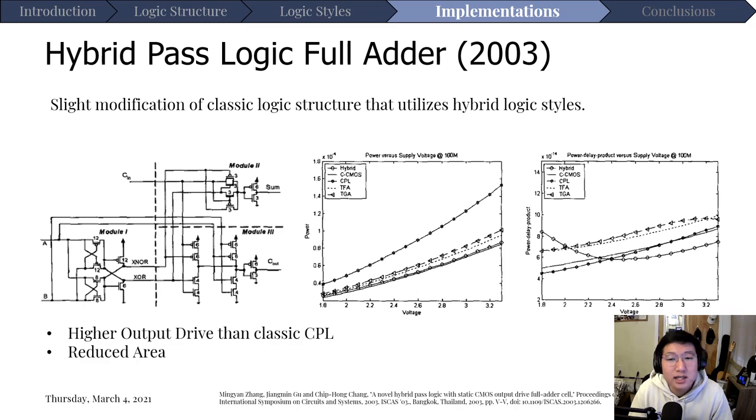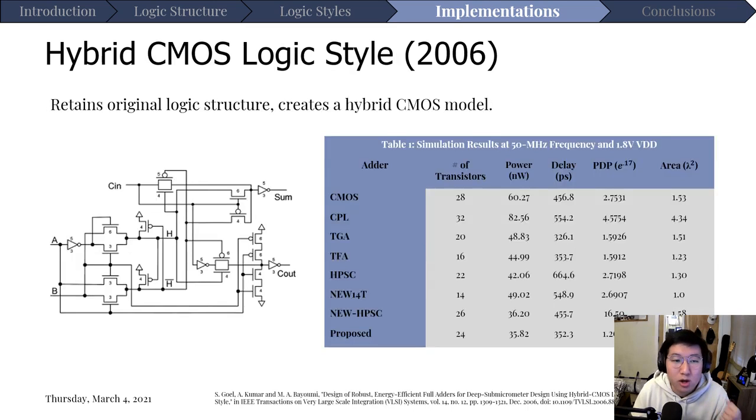So it starts to get the best of both worlds, and really this starts the ball rolling in terms of hybrid styles, right? So now this hybrid CMOS logic style is a modification of that paper. If you look at our table here, we can look at the simulation results. They simulated at a 50 megahertz frequency, and they did it at a single supply voltage.